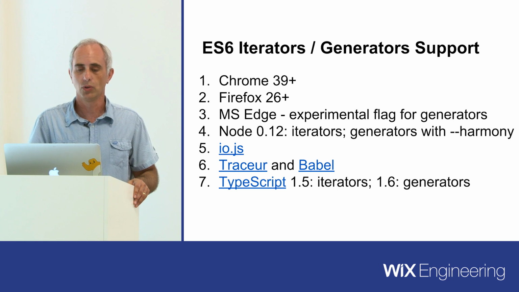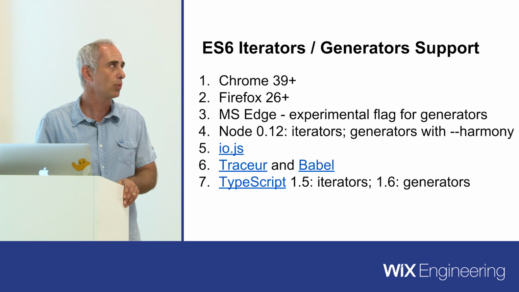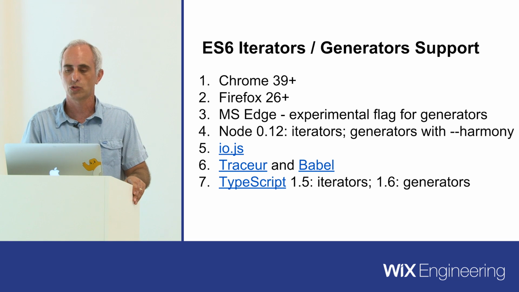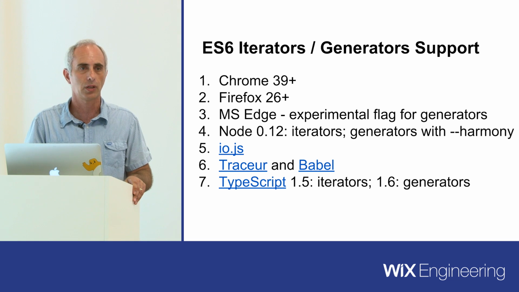You can also use iterators and generators with Node. The latest version of Node has both, but again, getting generators does require a command line switch, the --harmony command line flag. If you're using io.js, you can actually get them both right out of the box, and since they are apparently finally converging again, I do hope that we will have both iterators and generators working right out of the box in both Node and io.js.